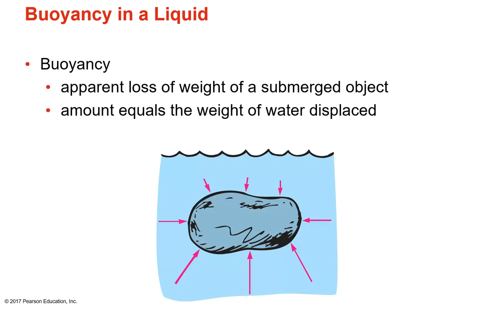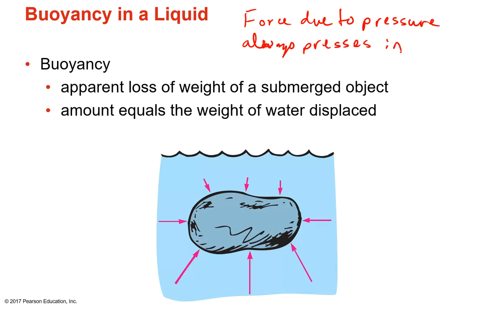Buoyancy is the result of the net force of water pressure on an object. So here I'm going to call that a potato, just because it looks like a potato to me. And that potato has water on top, water on the sides, water on the bottom. First thing that we've already learned: the force due to pressure always presses in. So everywhere on that potato, the force due to the water pressure is going into the potato.